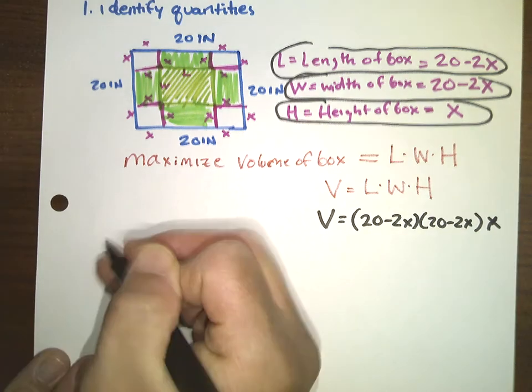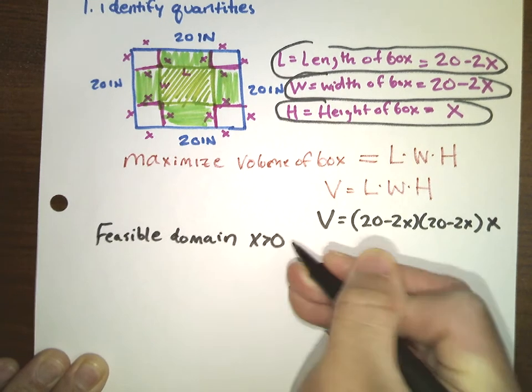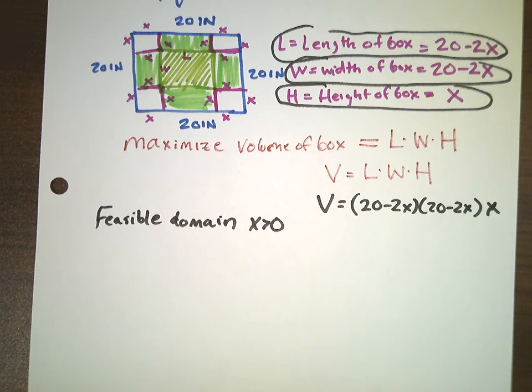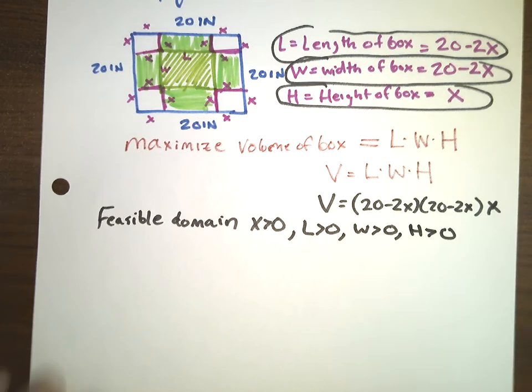So then I want to write down my feasible domain. And I know that x has to be greater than 0 because I'm not going to cut off a negative quantity off of the corner of the box. Now the other thing is that you have to be careful because you want length to be greater than 0, width to be greater than 0, and height to be greater than 0 also. So if you get an x value that would give you a negative length or a negative width, or a 0 length or a 0 width, you don't want that value either.